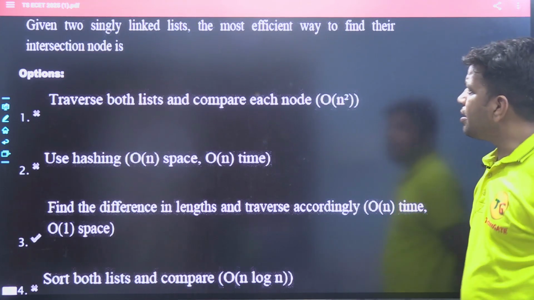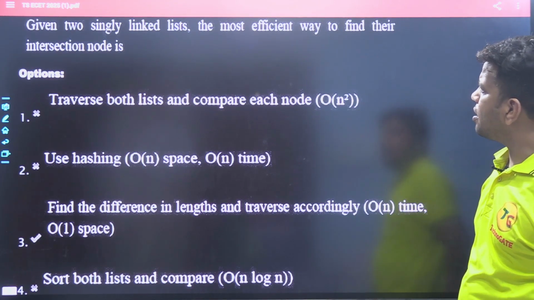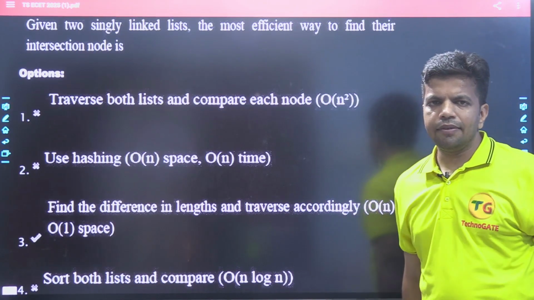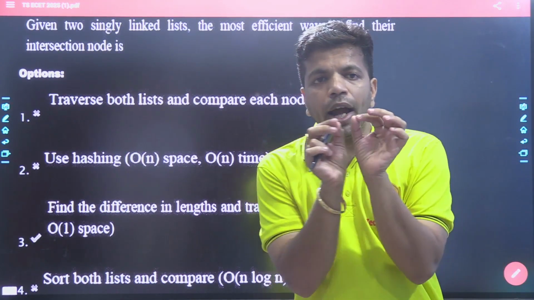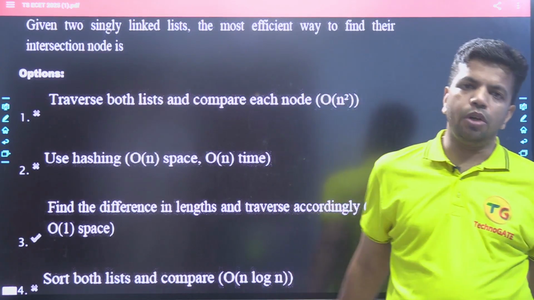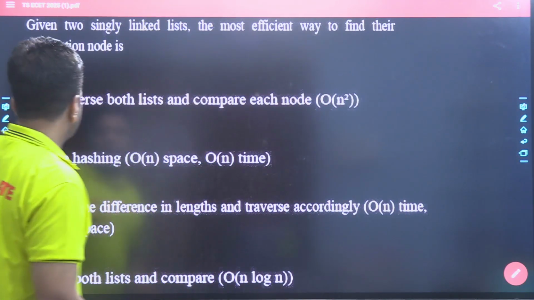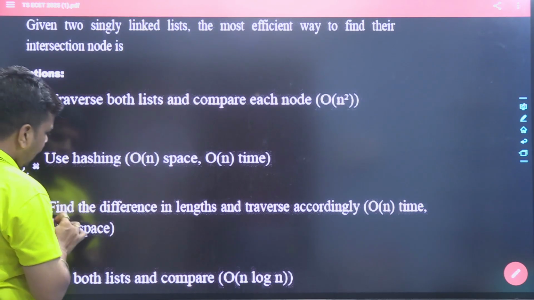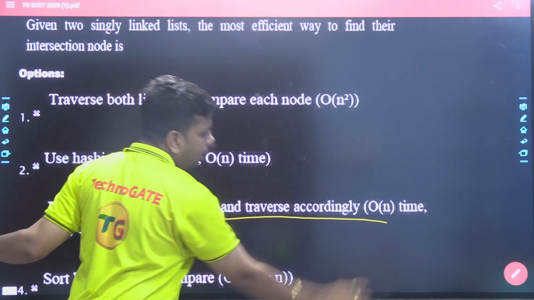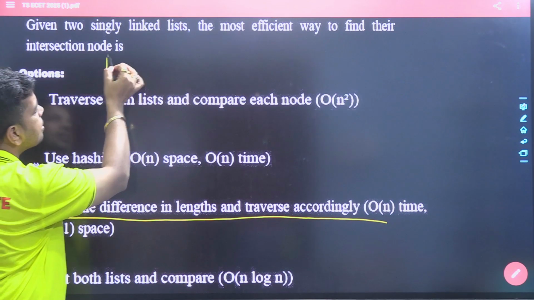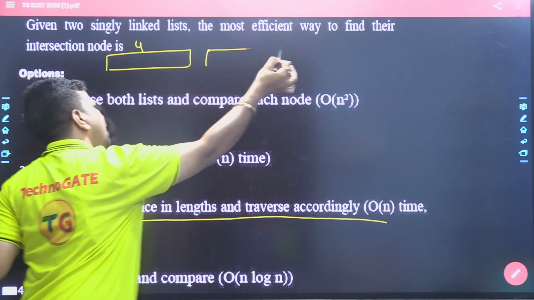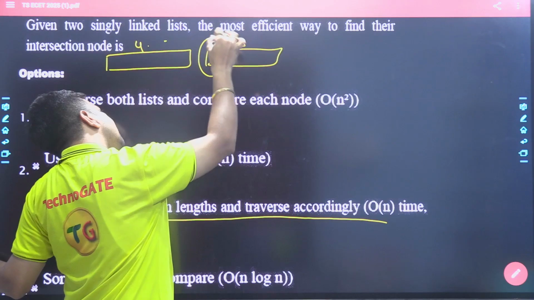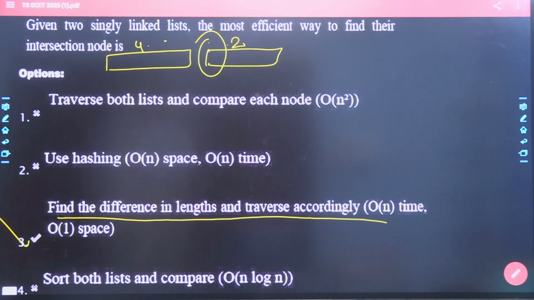Given two singly linked lists, what is the most efficient way to find the intersection node? Let's see. Find the difference in length and traverse accordingly. Definitely. If the first linked list length is 4 and the second linked list length is 2, we can find the difference. So we know that the intersection point is after 2, and we can go with answer 3.